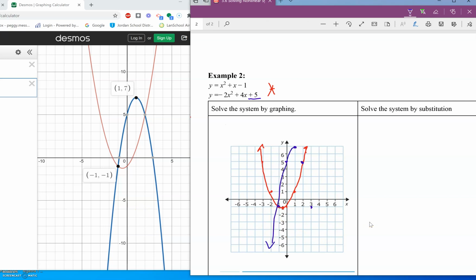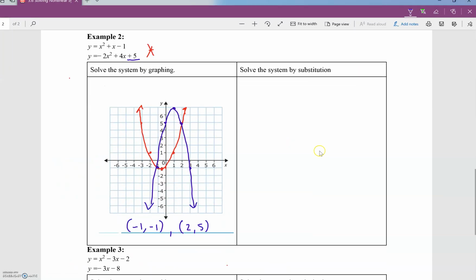Let's draw the graph. And let's write down our two intersection points. Our two intersection points are negative 1, negative 1, there's one of them, and the other one over here, 2, 5. Remember, solving the system means finding the intersection points. The coordinates of those intersection points are negative 1, negative 1, and 2, 5. How do we solve by substitution? Let's talk about that. So solving by substitution.